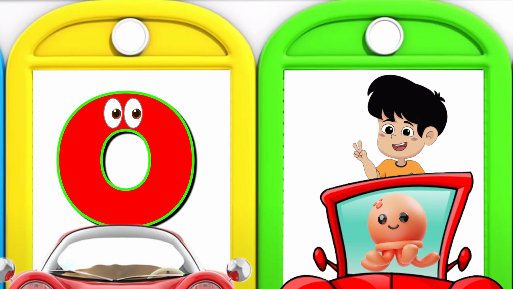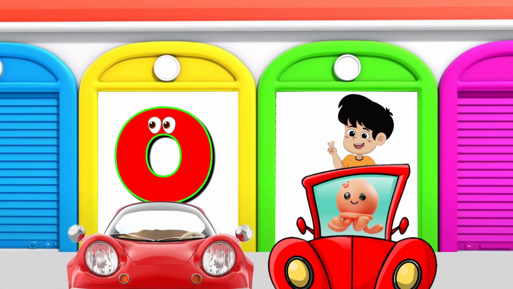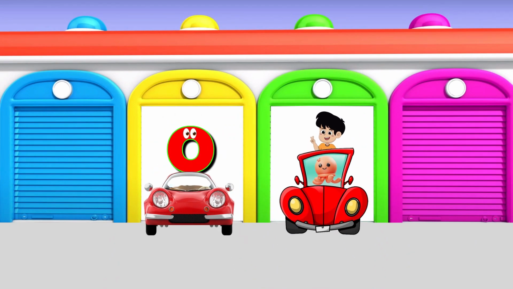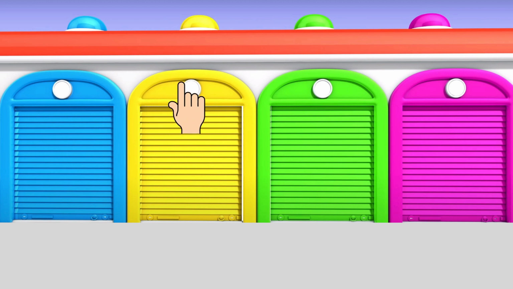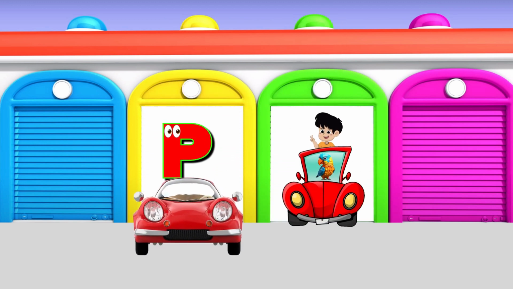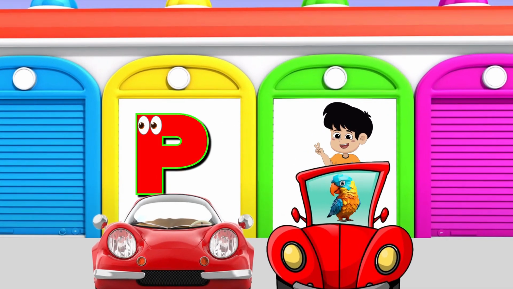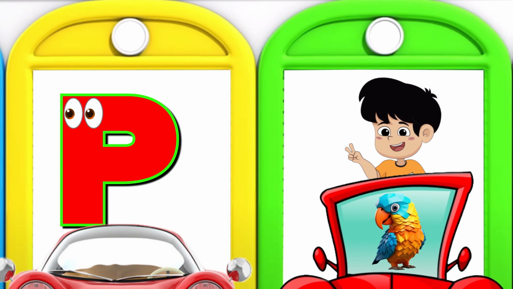O is for octopus. O, o, octopus. P is for parrot. Parrot.